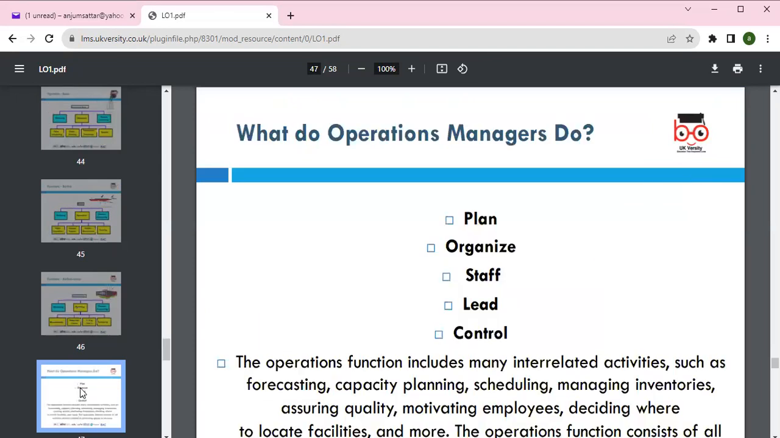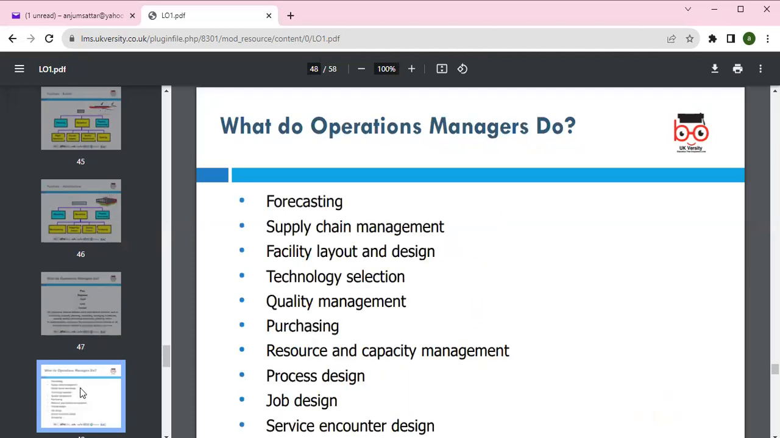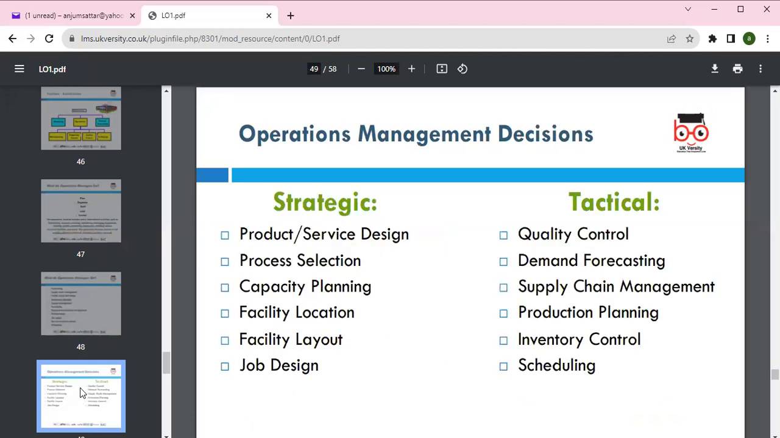These are the processes: plan, organize, staff, lead, and control. The operational function includes many interrelated tasks such as forecasting, capacity planning, scheduling, and inventories. What is operational management? Forecasting, supply management, facility layout, technology selection, quality management, purchasing, resource and capacity, and design of the product.